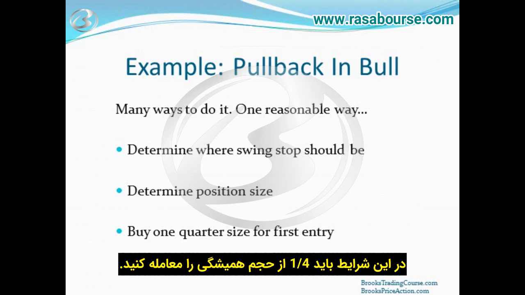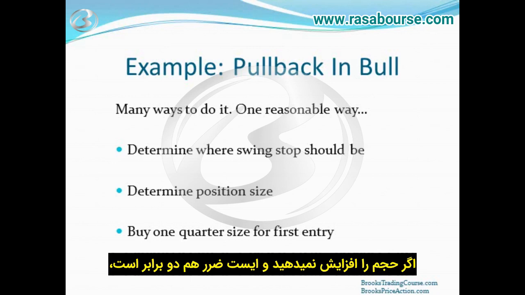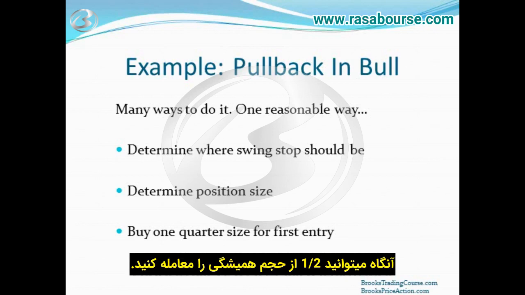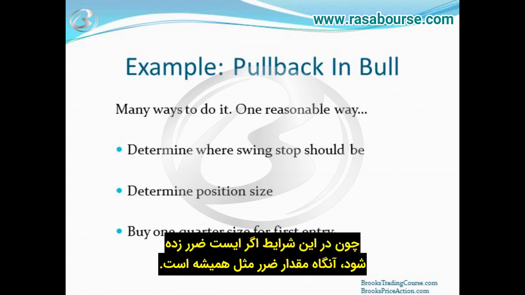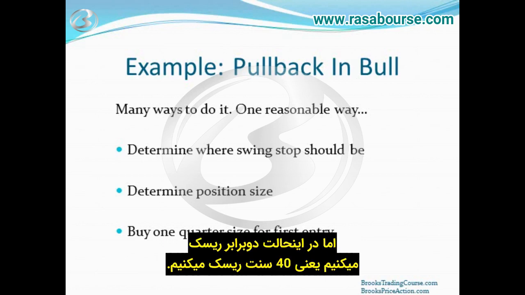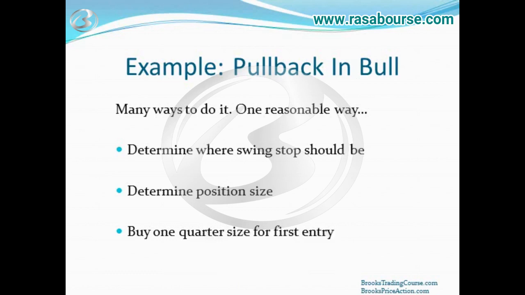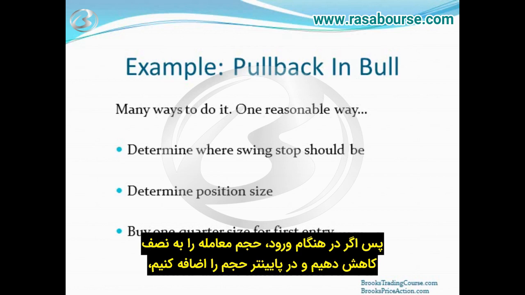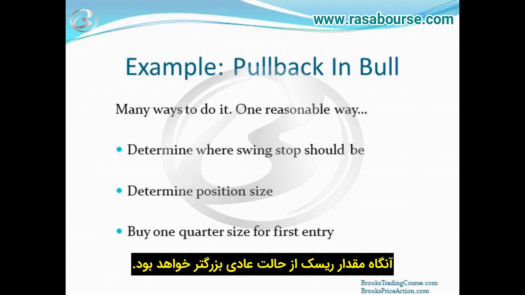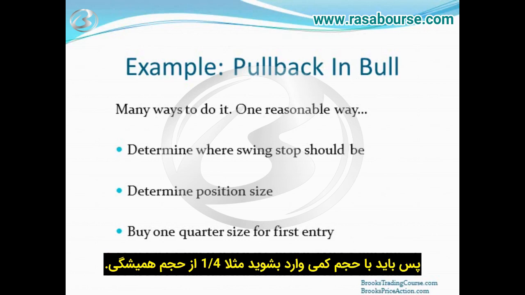What you should do is trade a quarter size for your first entry. If you are not scaling in and your stop size is double, you would trade half size, because then if you get stopped out, you lose your normal maximum amount. On the other hand, here you're going to be willing to risk to that swing stop 40 cents away. If you trade half size and then add on lower, your risk is greater than normal. So you should start with a very small position, like a quarter of your normal position size.